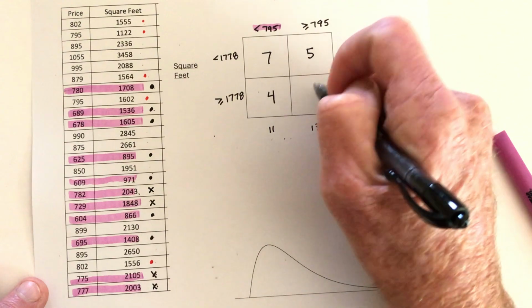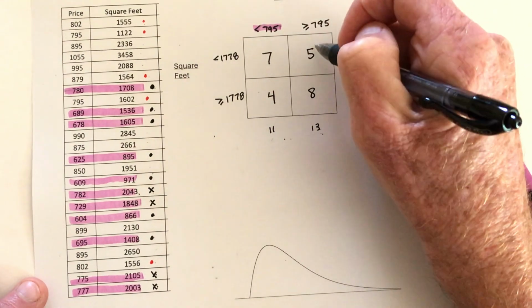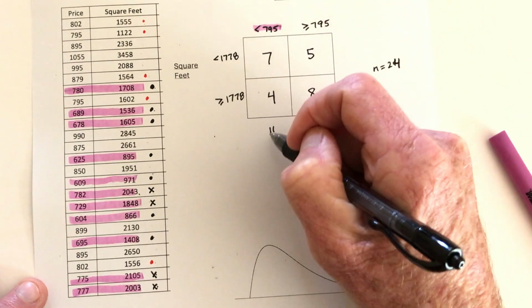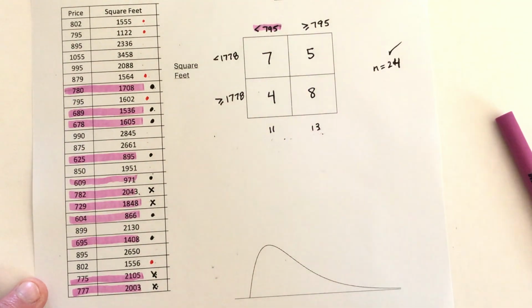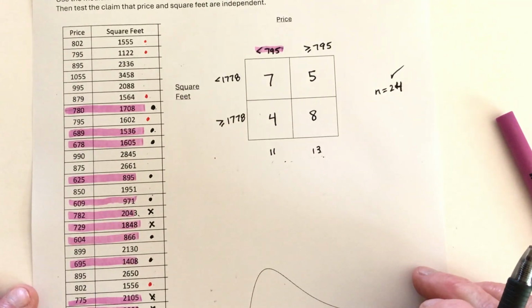Perfect. And then that adds up to 13, that adds up to 11, and 11 plus 13 equals 24. So that means I counted everybody and I didn't leave anybody off the list.